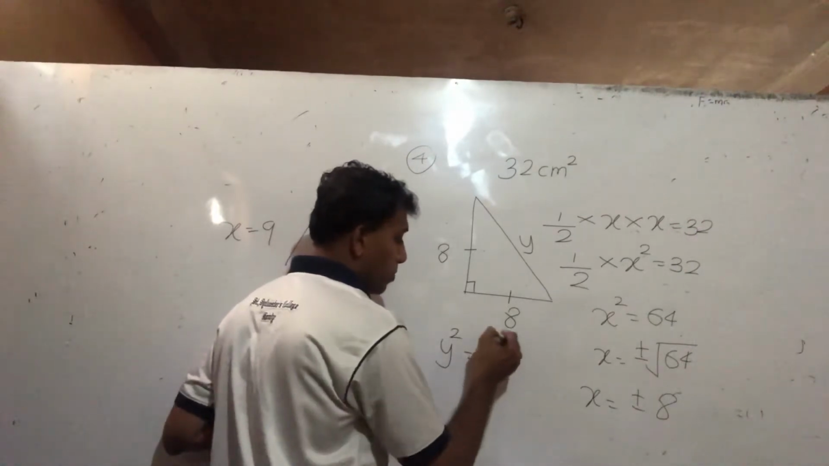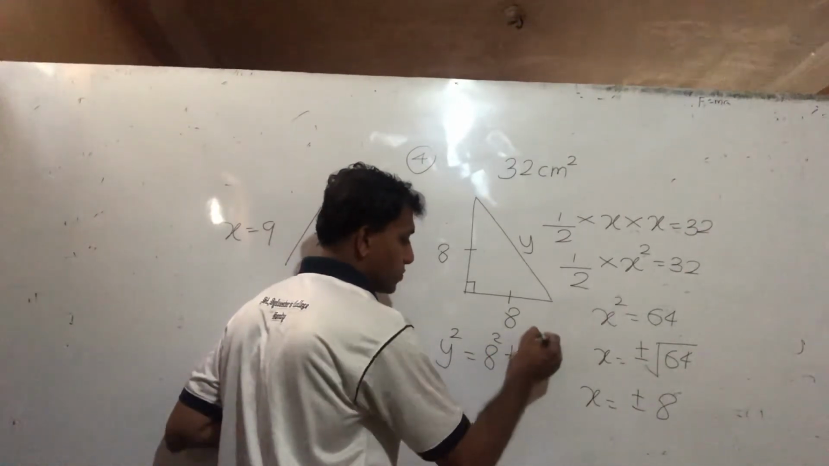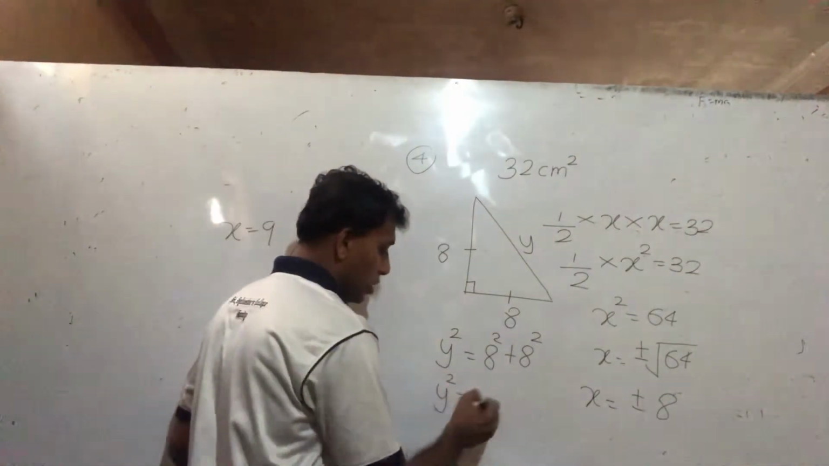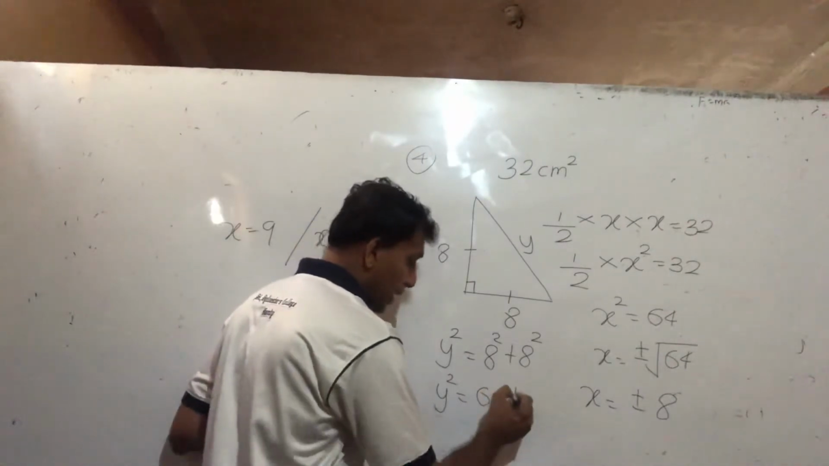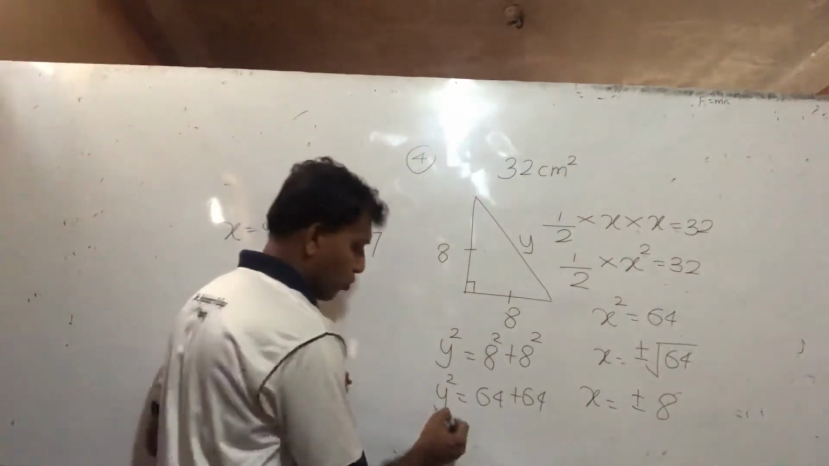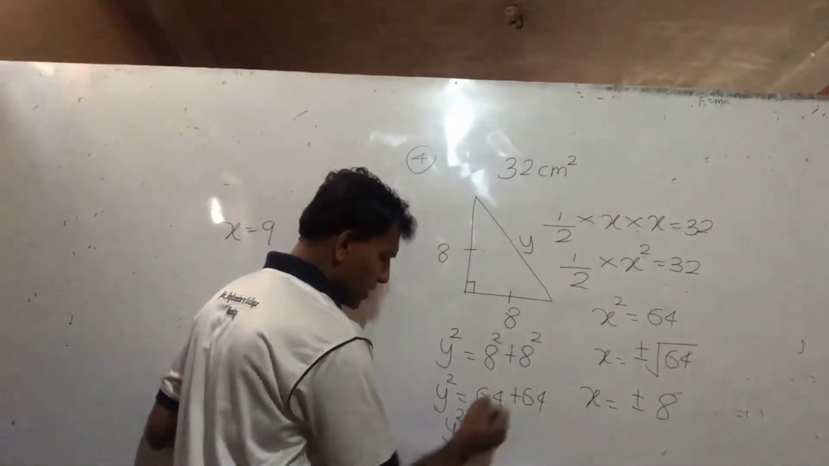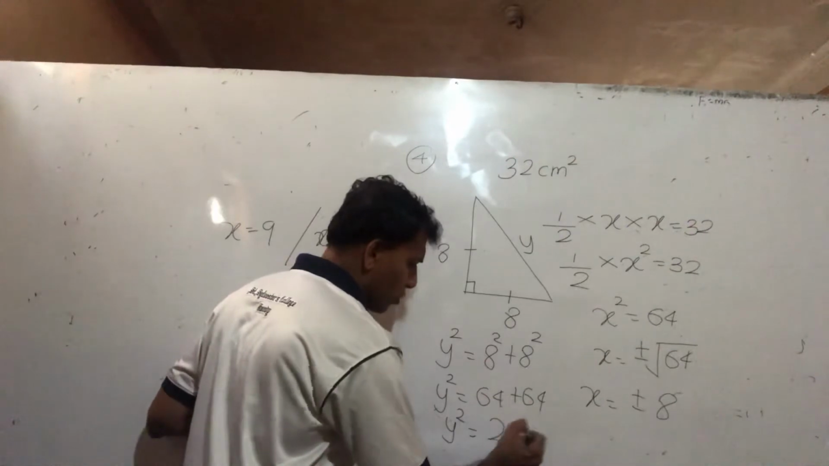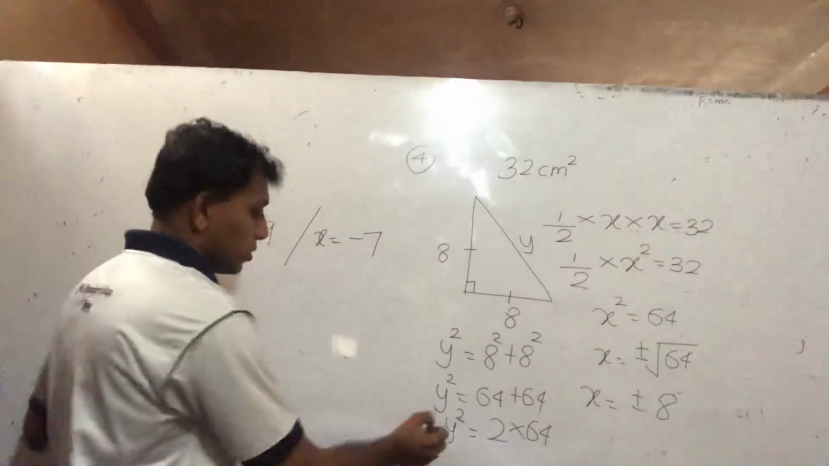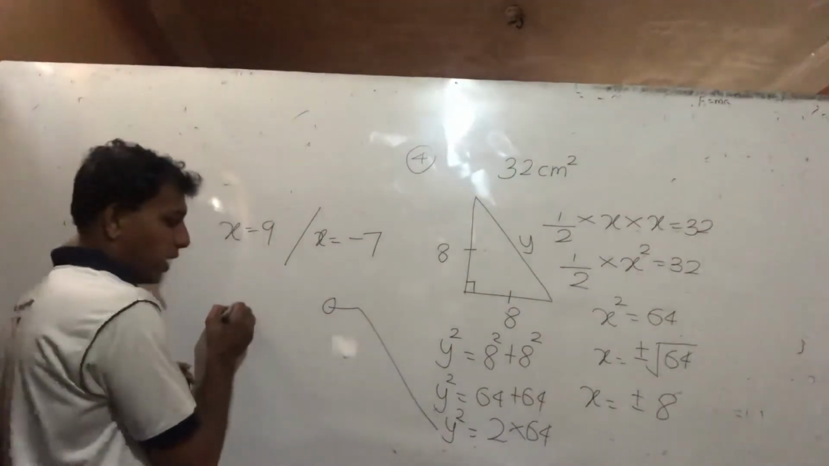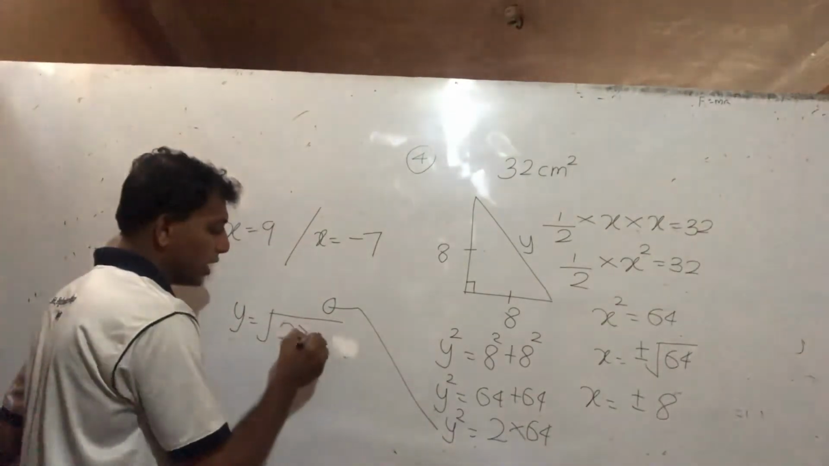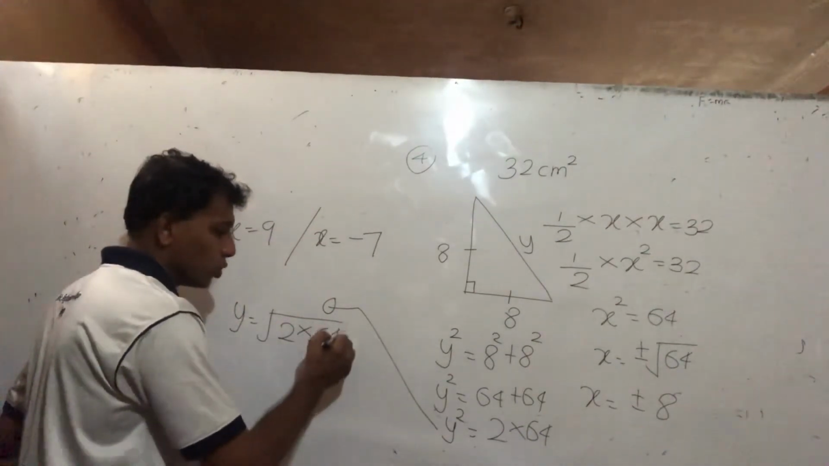y square equals 8 square plus 8 square. Pythagoras relation. So y square equals 64 plus 64, this is 128. Can I say it's 2 times 64? So y equals the square root of 2 times 64.